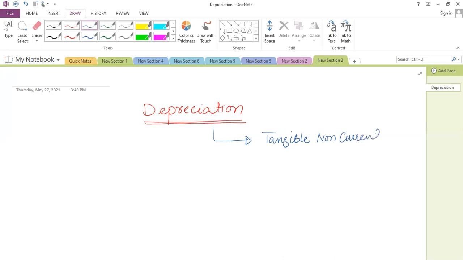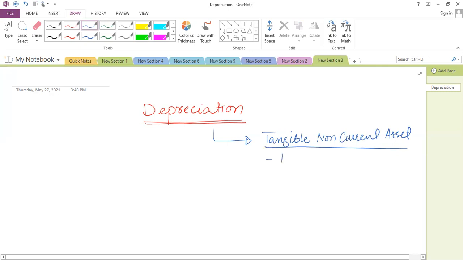When you talk about tangible non-current assets, you can think of buildings, plant, machinery, fixtures and fittings, etc. These are the assets which are subject to the annual depreciation.